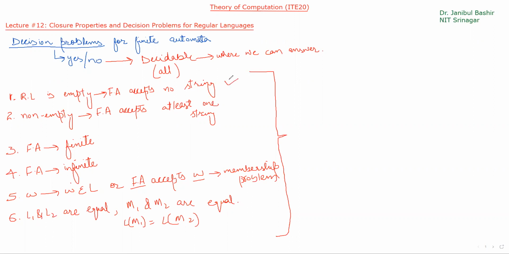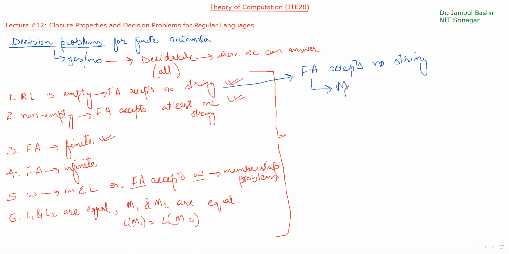Let me discuss the solution for the first and second, and for the remaining four, 3, 4, 5, and 6, you should try out on your own how we can prove that the language accepted by a finite automata is finite or infinite. Okay, or likewise for fifth and sixth. Let me discuss it here for the first case, how we can show whether a finite automata accepts no string. So how can we do that? So let's take a finite automata. So we have finite automata M.